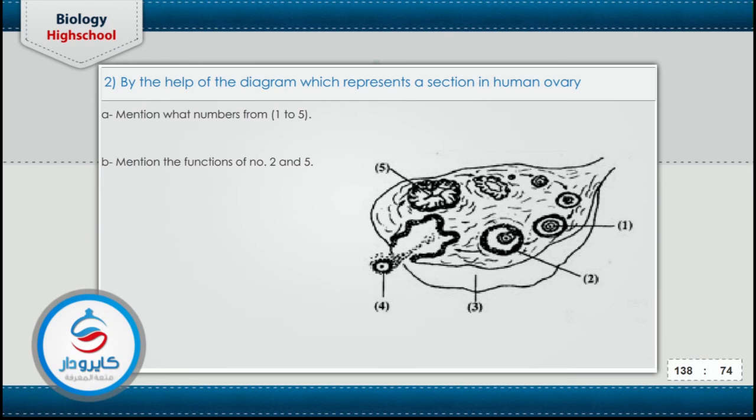By the help of the diagram which represents the section in the human ovary, mention the numbers from 1 to 5. The answer is very simple because it acts as a diagram. احنا المفروض بنرسم الدياجرام وبنكتب الليبلز عليه. ده هنا جاي مرسوم وبيقول لك اعمل انت الليبلز بس، فدي تبقى اسهل.